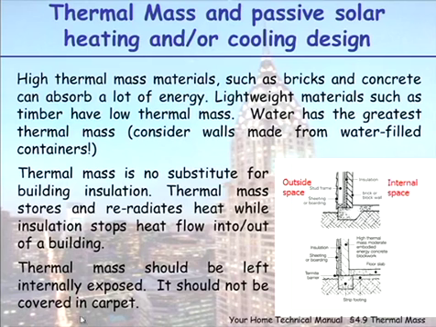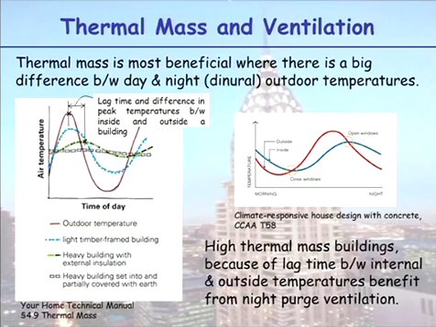Also, finally, it shouldn't be covered in carpet. If you cover a concrete slab with carpet, you're losing the effect of the thermal mass. Okay, thermal mass is most beneficial when there is a big difference between day and night, or diurnal, outdoor temperatures. So here in red is the outside temperature, and we know that overnight it cools down. So here we have the morning time. It's nice and cool in the morning, then the sun comes up and the heat starts to rise.